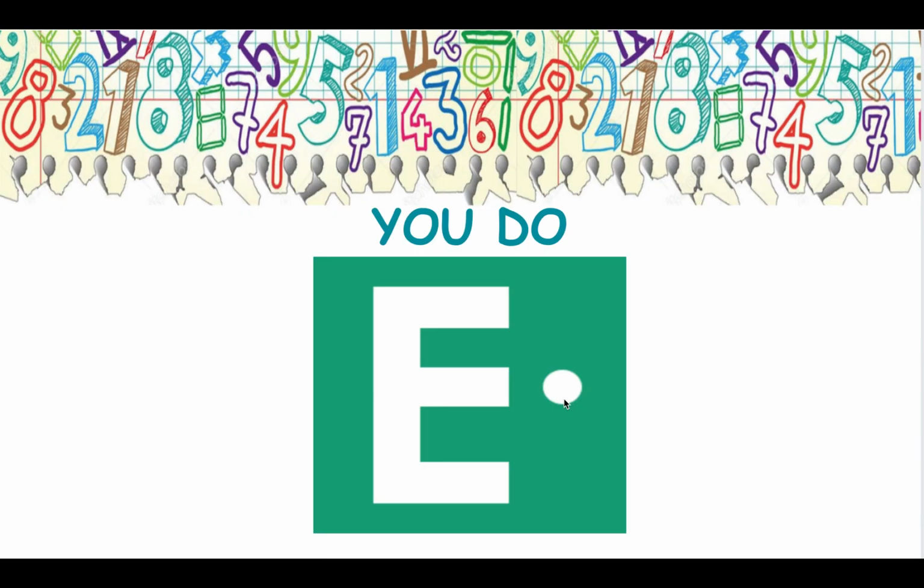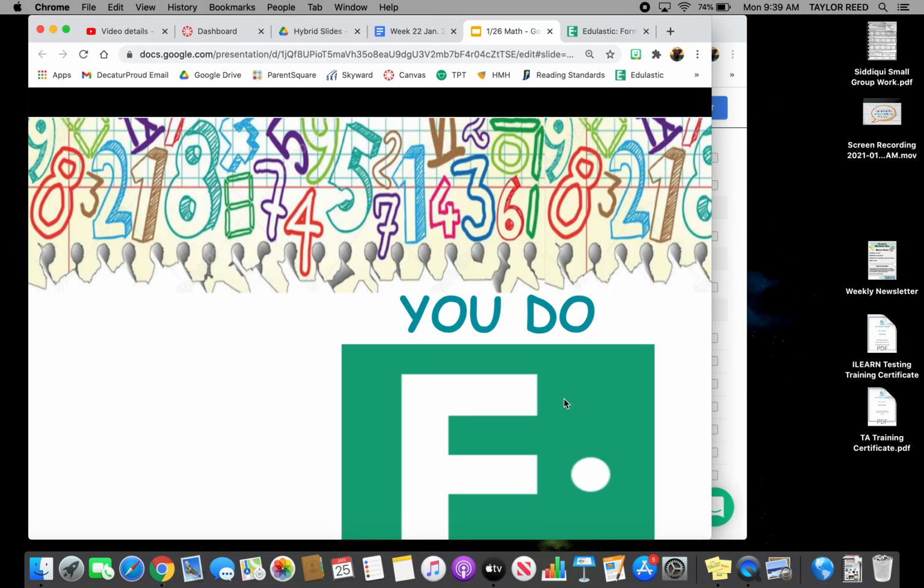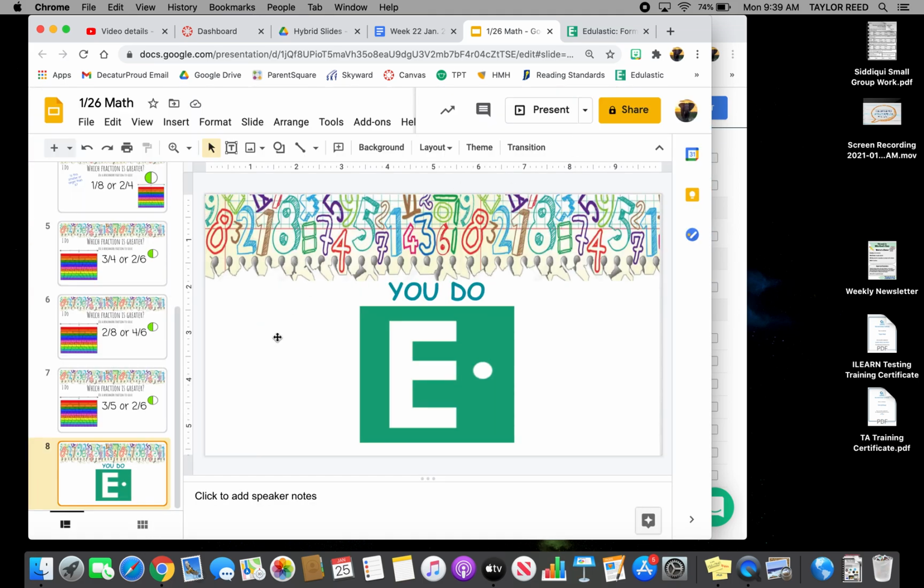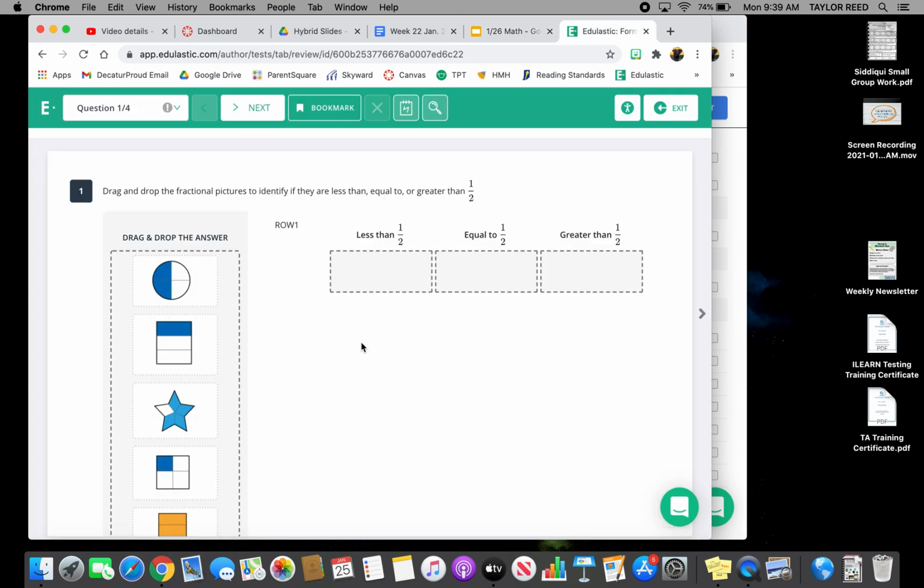I'm going to pull up a preview on Edulastic. I know this lesson seems kind of repetitive, like we've already done this before, comparing fractions, and we have, but the whole point of today's lesson is comparing to that benchmark fraction 1/2. So number 1 on your exit ticket says to drag and drop the pictures to identify whether they are less than, equal to, or greater than 1/2.